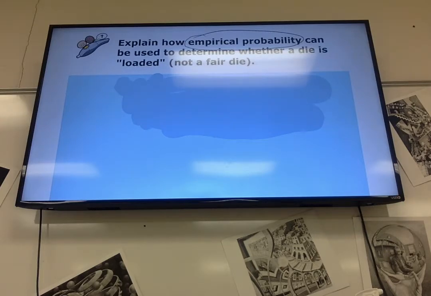Remind me what empirical probability is. Is it actually doing it? Yes, it's when you actually do an experiment. So, with empirical probability, if we're going to explain how we use it to determine whether a die is not fair, or loaded, we're going to actually do the experiment, and if it's a not fair die, what should happen?